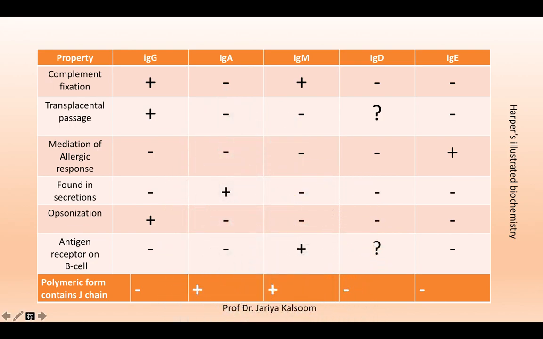IgG and IgM fix complement. Transplacental passage is documented for IgG. IgE is involved in mediation of allergic response. IgA is found in secretions. Opsonization is the coating of a particle with protein that facilitates phagocytosis of the particle by tissue macrophages. IgG plays part in opsonization, whereas IgM forms antigen receptor on B cell. A J chain is a protein component of the antibodies IgM and IgA. It is a 137 residue polypeptide.